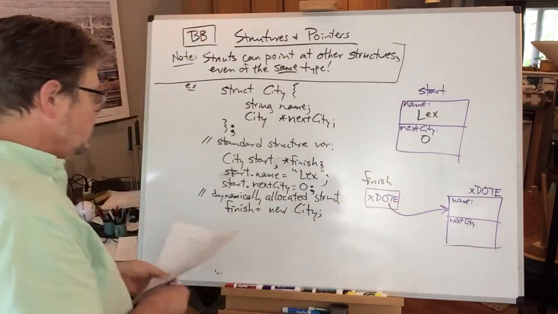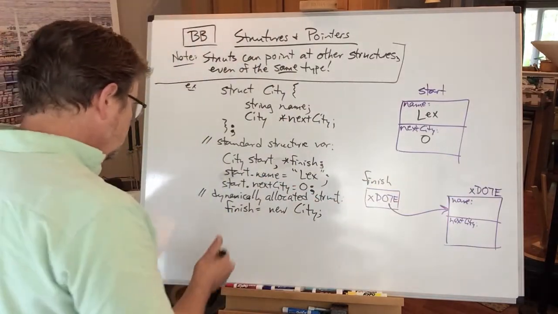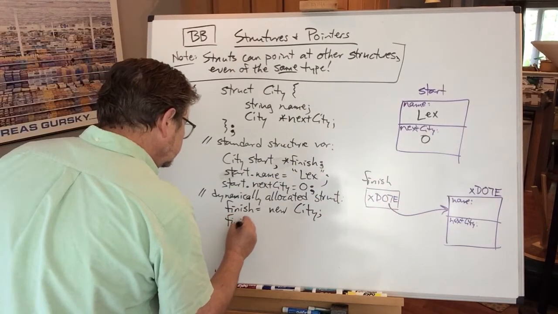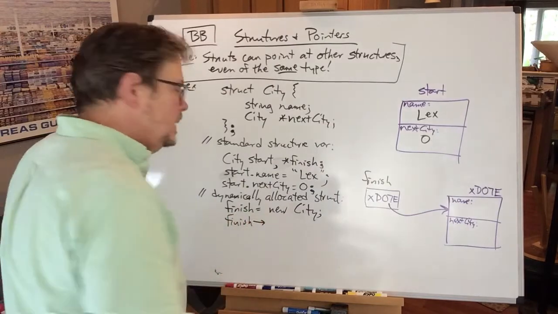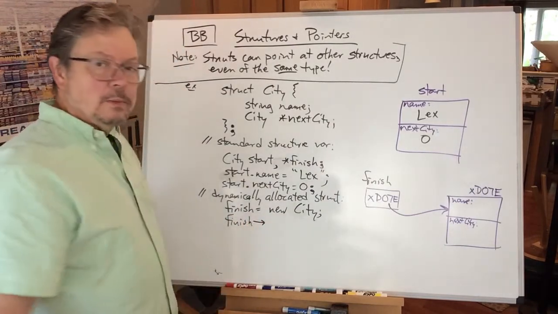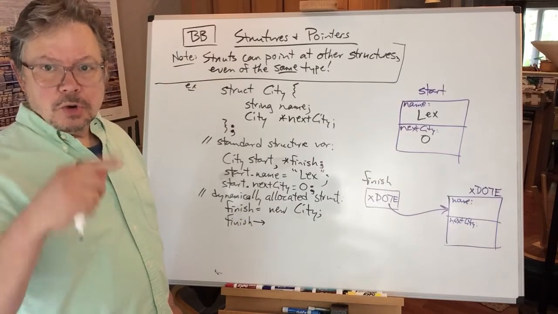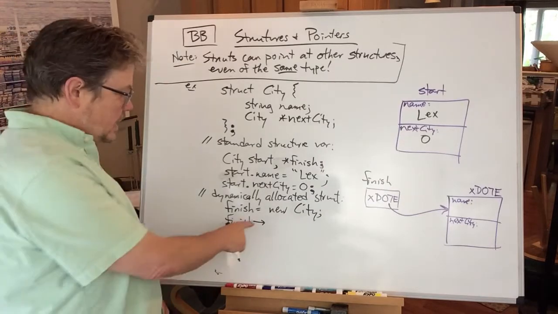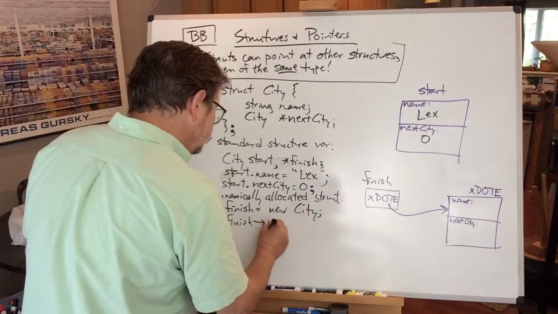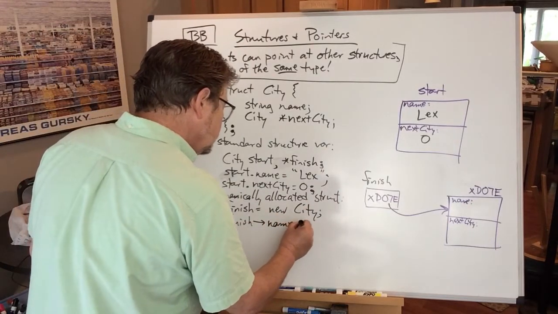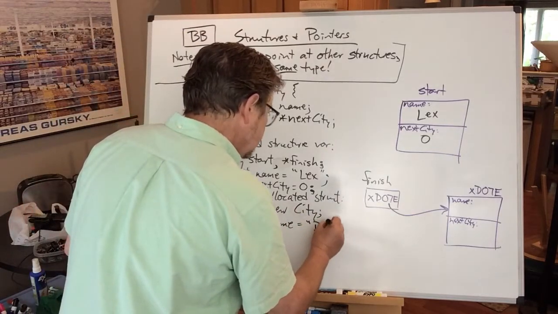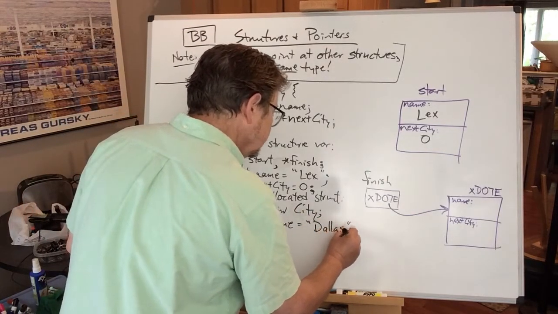And I know you're wondering, how do I do that? You do it like so. Finish arrow. That arrow, it looks like a real arrow on my whiteboard. It's actually a minus sign followed by a greater than sign. You construct an arrow in C++ syntax. Minus greater. Finish arrow name equals, wherever we want it, let's go to Dallas. I think I can spell that. D-A-L-L-A-S. Double quote.